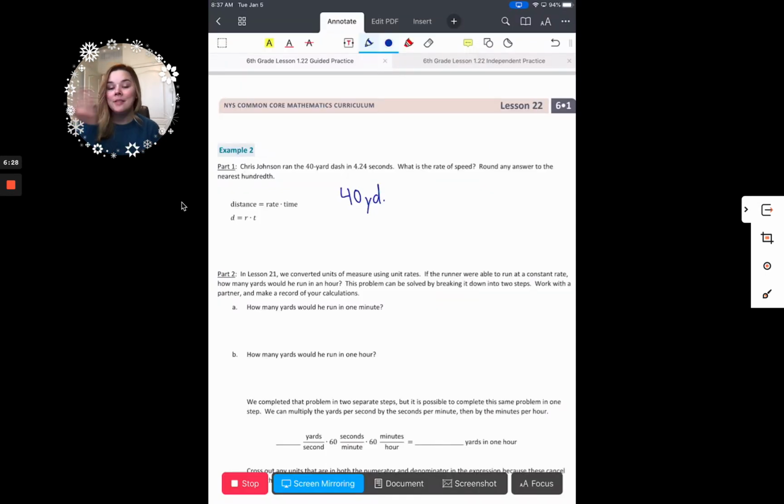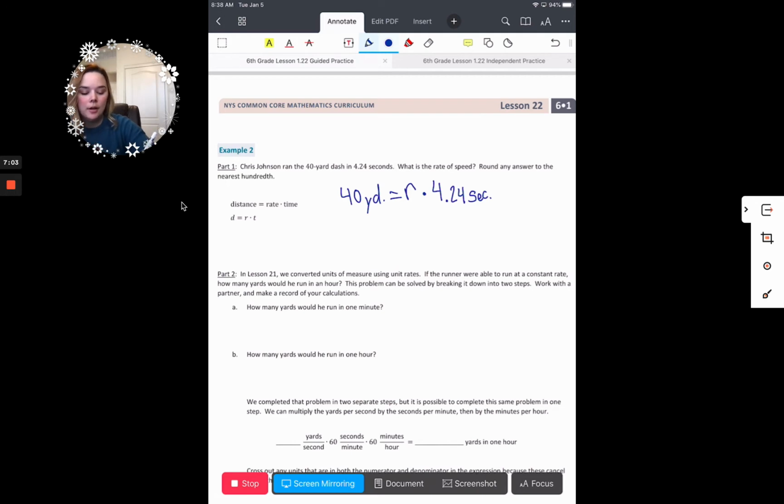So we know the distance. He ran 40 yards. We don't know his rate, so we're going to leave the R, but we do know the time: 4 and 24 hundredths seconds. So if we remember, back to what we were just talking about, we can divide both sides by the thing that we do know. So we're going to divide by 4 and 24 hundredths.